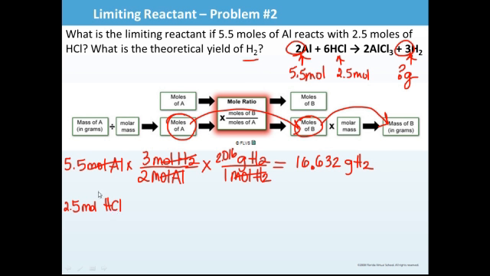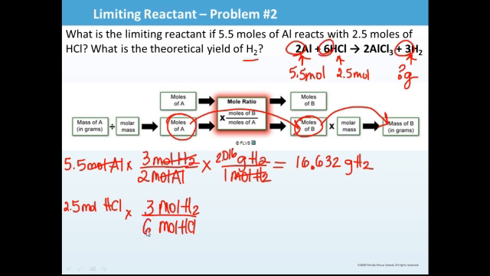So now we're going to do another stoichiometry problem. We're going to start with 2.5 moles of HCl, and we're going to convert all the way to grams of hydrogen, just like we did before. So we have moles of HCl down there. We're going to use the mole ratio, and notice how some of this is very similar.